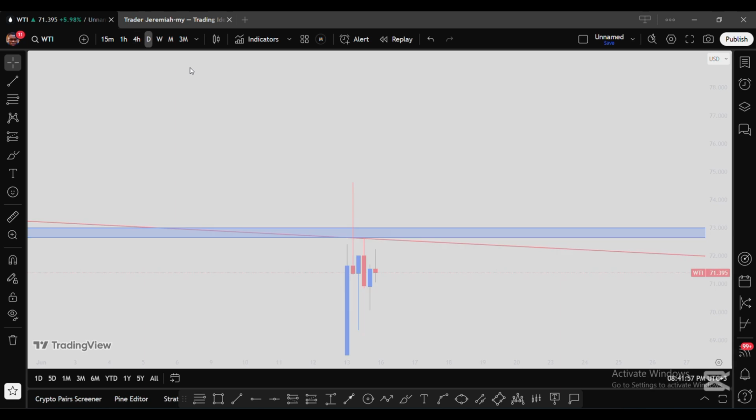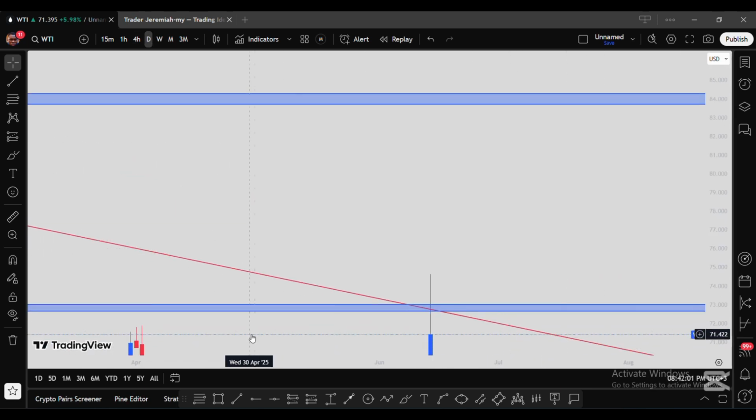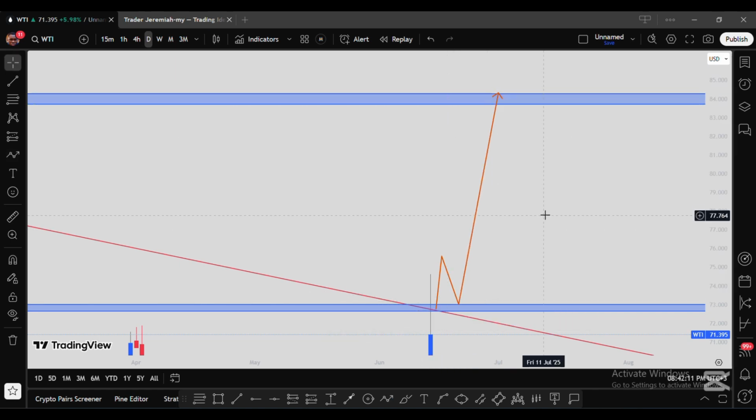So what I'll be waiting for, for me to start looking for a buying opportunity, is this: regardless of how strong this level is, price could still break it to the upside, come back up to retest, and then continue heading higher. That's how I'll be looking to get into a buy trade.